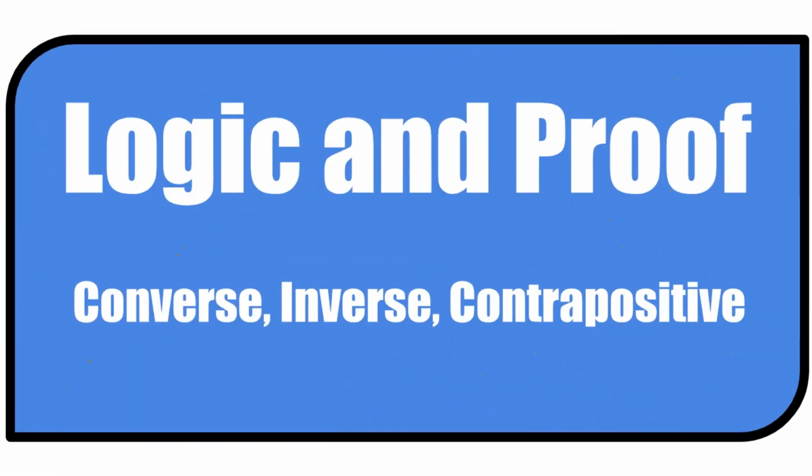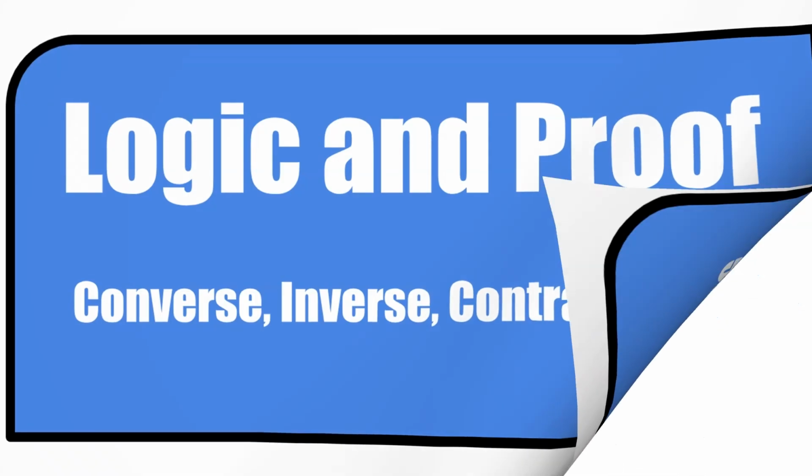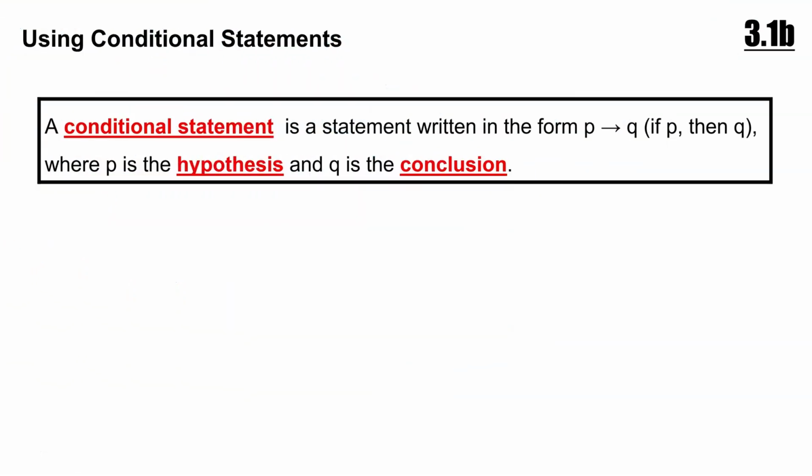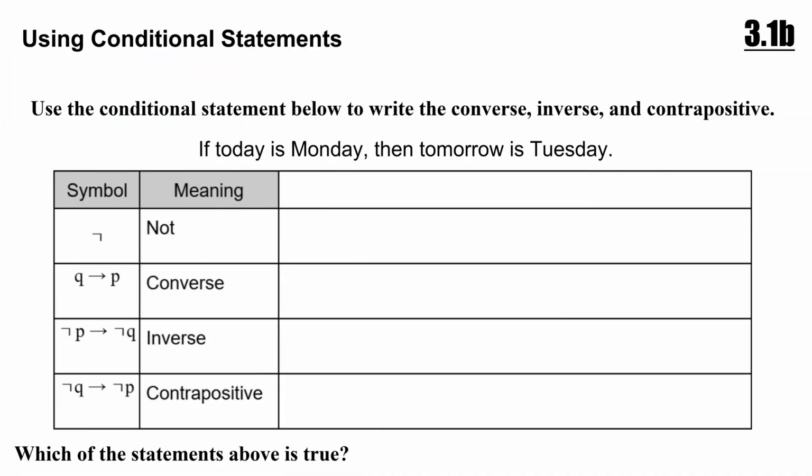This lesson will be about writing the converse, inverse, and contrapositive of a conditional statement. A conditional statement is a statement written in the form P arrow Q. This means if P, then Q, where P is a hypothesis and Q is a conclusion. This problem asks to write the converse, inverse, and the contrapositive of the conditional statement.